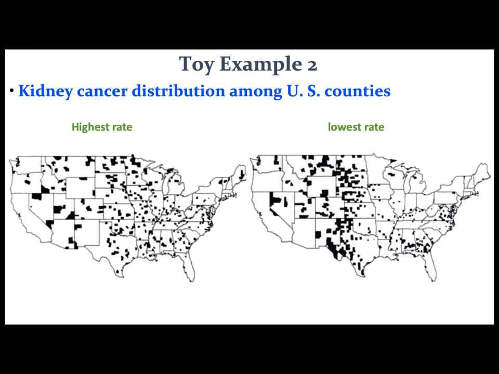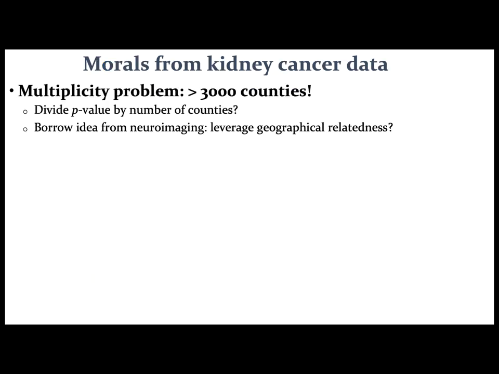In addition, instead of fully trusting the original data, maybe we can do some calibration or the partial pooling approach. Or you may argue we can borrow the idea from neuroimaging. Why? Because we have over 3,000 counties. Maybe we consider it a multiple comparison issue, right? We need to somehow correct for that fact.